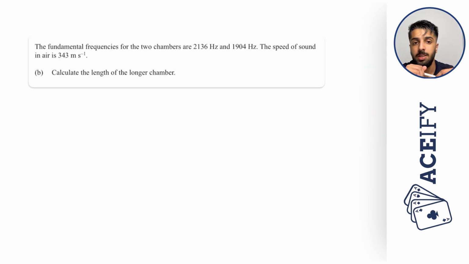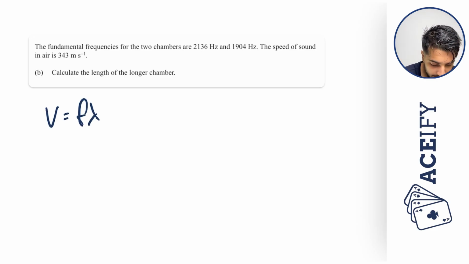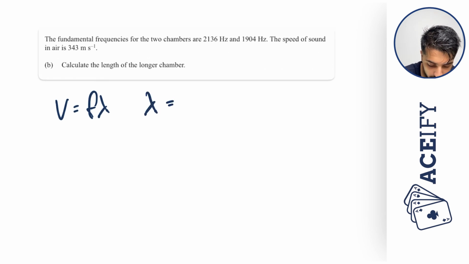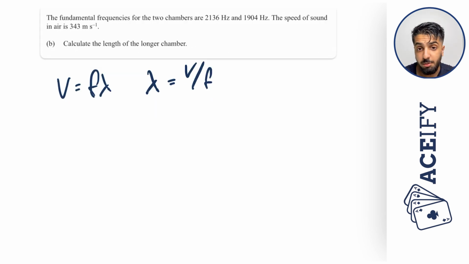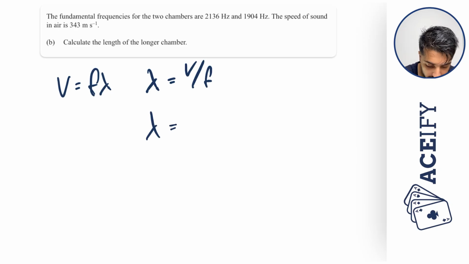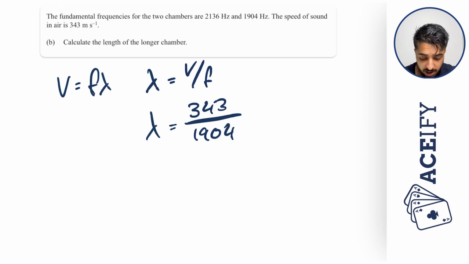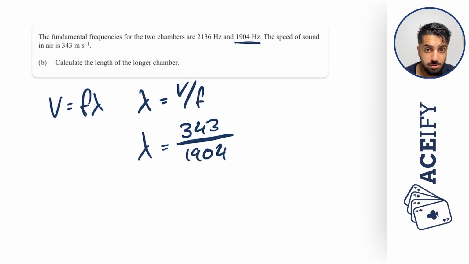That's 1/4 wavelength. The fundamental frequencies of the two chambers are 2136 Hz and 1904 Hz. The speed of sound in air is 343 meters per second. Calculate the length of the longer chamber. Okay, so we know that v is equal to f lambda, and therefore our wavelength is equal to v over f. And now plugging in our numbers, we know our wavelength is equal to 343 all over our frequency, which is 1904.